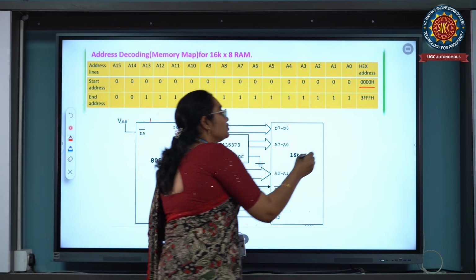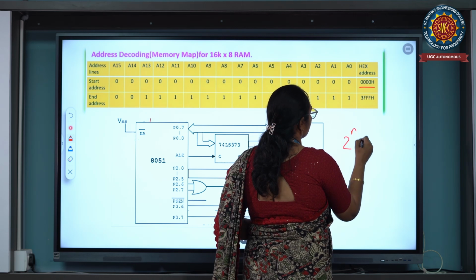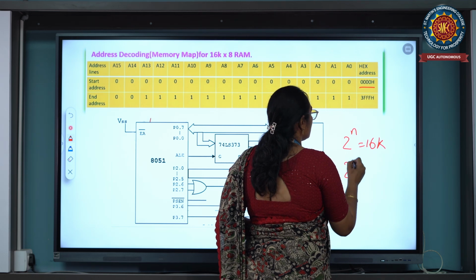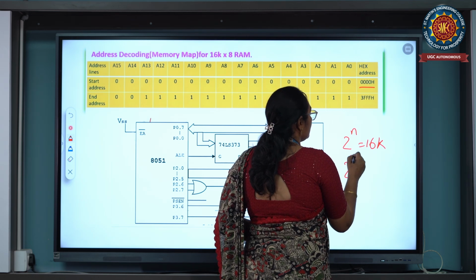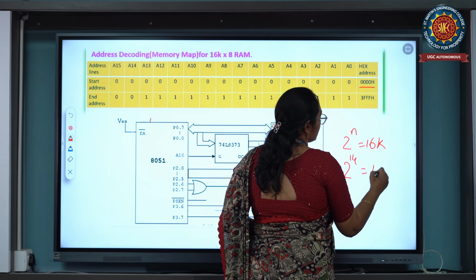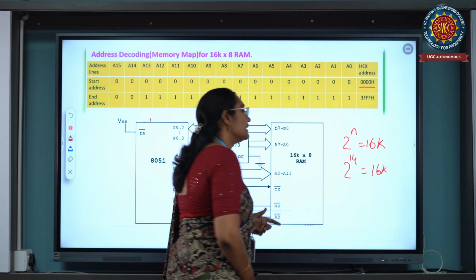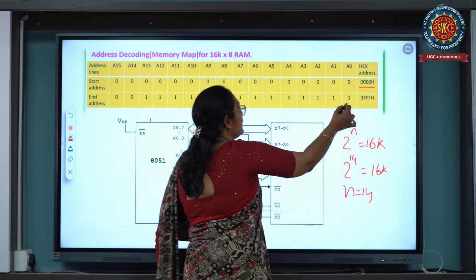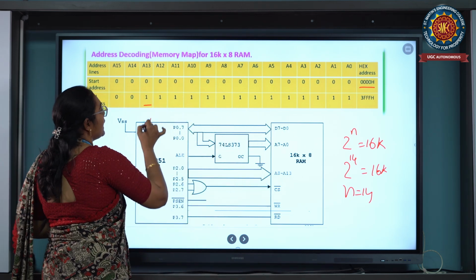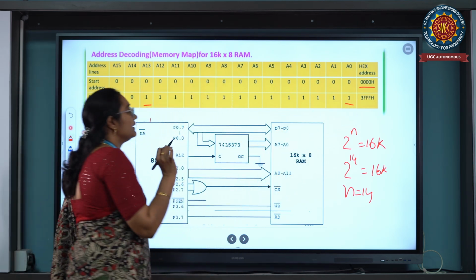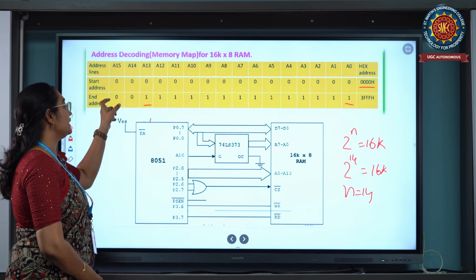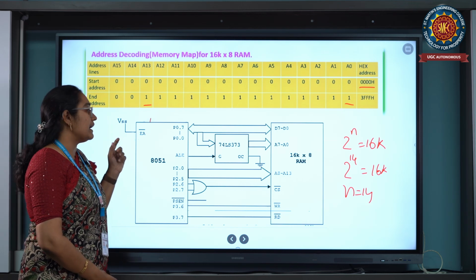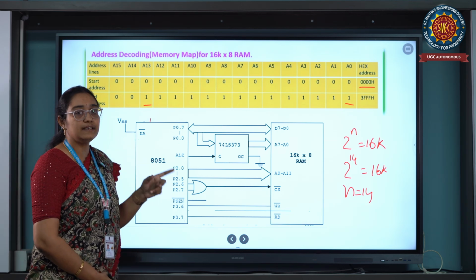Here we are using 2 power n equals 16k. That means a total of 16 address lines are there. Here 2 power 14 equals 16k. Out of 16 address lines, we are using 14. N equals 14. Then only A0 to A13 bits are high. From A0 to A13 bits are high. The remaining A14 and A15 bits are connected to 0. Then only we can interface the random access memory of size 16 kilobytes.